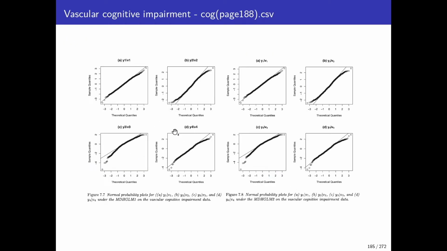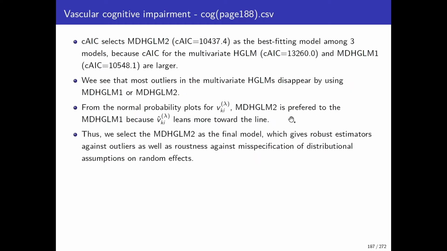And these figures represent the normal probability plot. To compare the models, CAIC selects the MDHGLM2. We see that most outliers in the multivariate HGLM disappear by using MDHGLM1 or MDHGLM2.